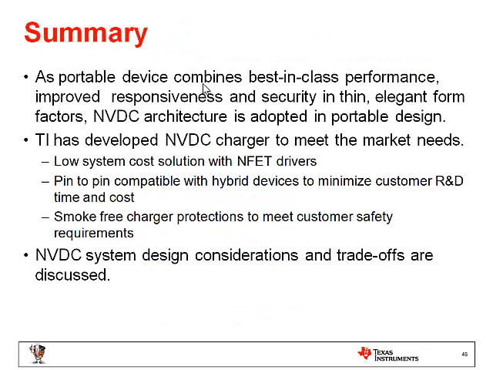Here is just a brief summary of this presentation. As portable devices require thin, elegant form factors, the NVDC charger is adopted more and more in portable designs, like Ultrabook and tablet. They are considering the NVDC structure, and TI has developed an NVDC charger to meet the market needs. We have many considerations from the cost side, and from compatibility with our previous solutions like the hybrid and traditional, so we can minimize the customer R&D effort.